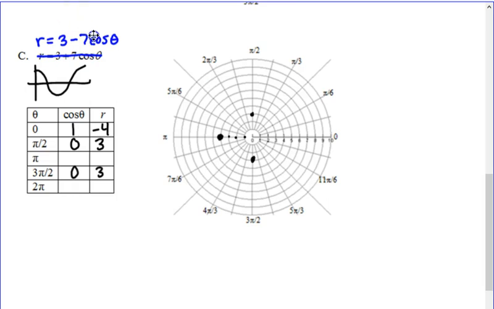Now when I put pi in, cosine of pi is negative 1. So I have 3 minus 7 times negative 1, which gives me a positive 10. So at the angle pi, the radius is 10, which would be right out here.